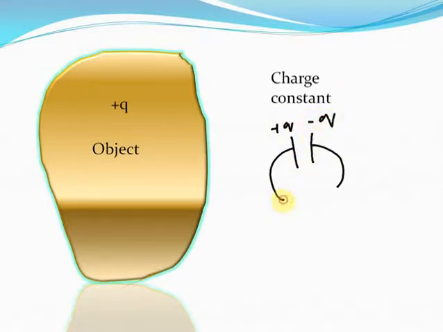However, if we connect these two capacitor plates to a battery like this, in that case, the charge may or may not be constant. For example, if you increase the distance between the capacitor plates like this, since the capacitance is epsilon naught A by D, the capacitance will decrease, and so the charge on the objects will also decrease. However, if you bring the plates closer, the charge on the objects will increase.